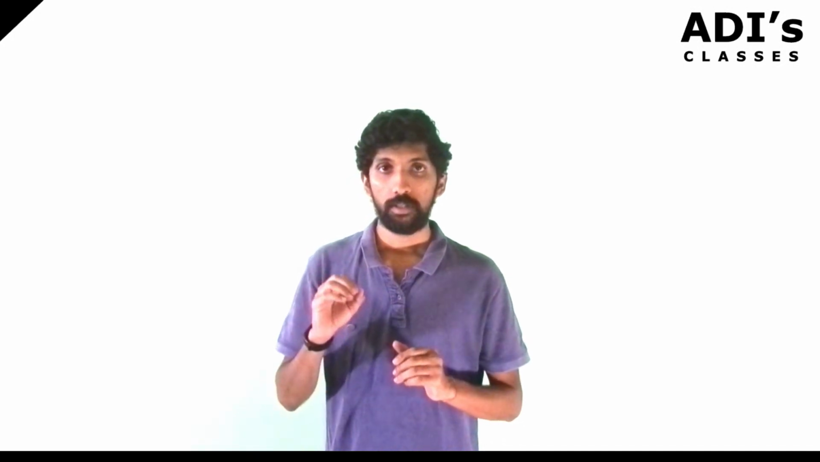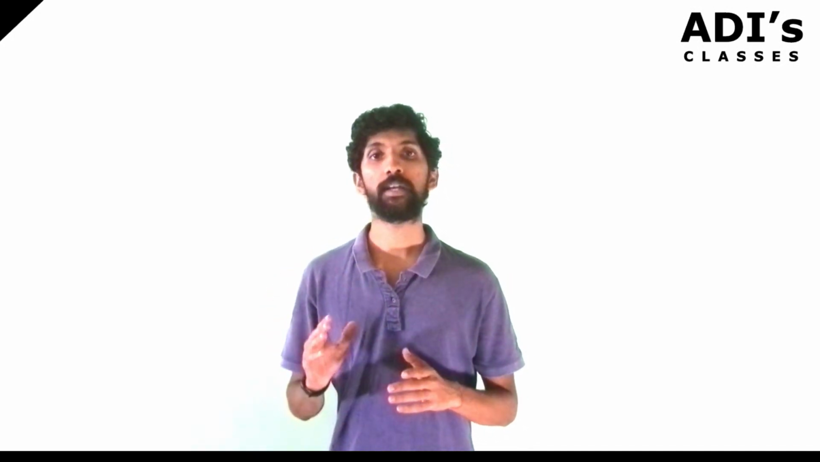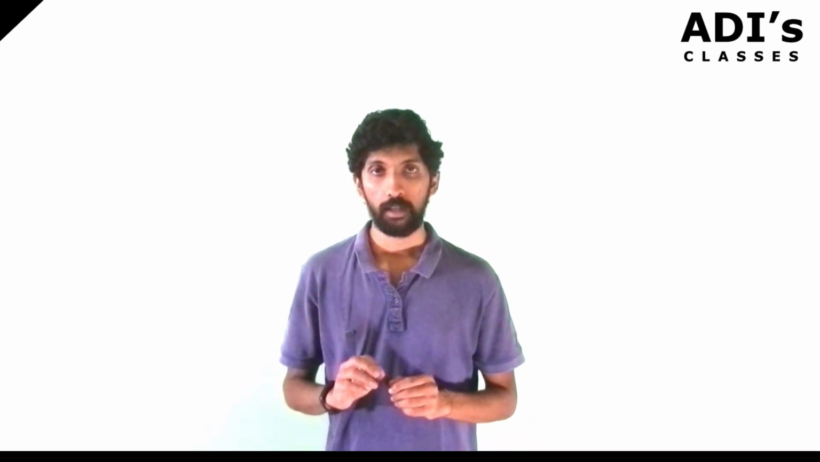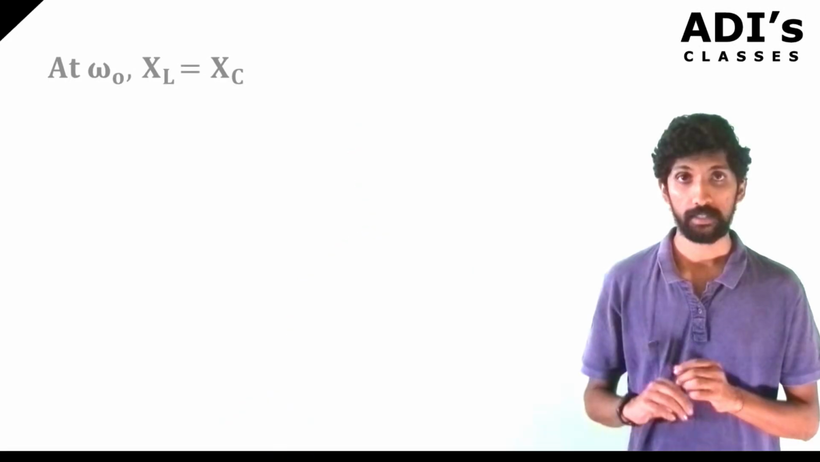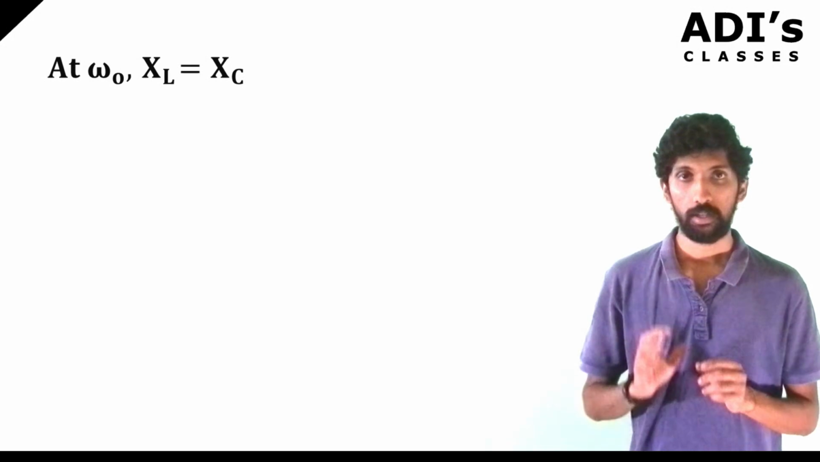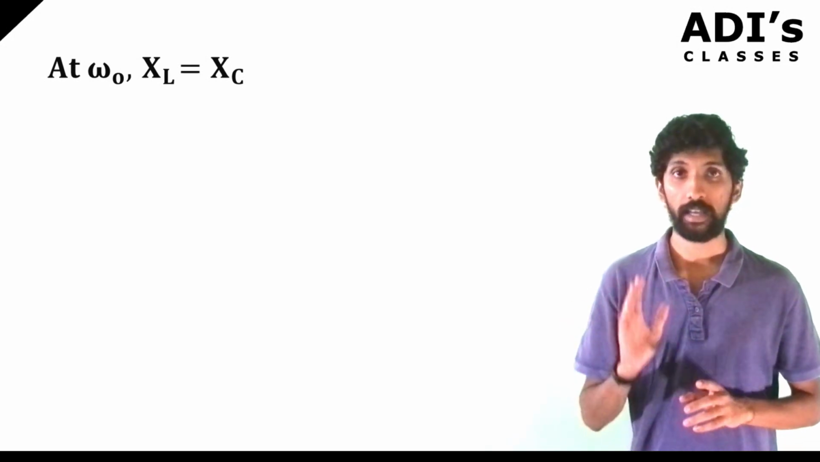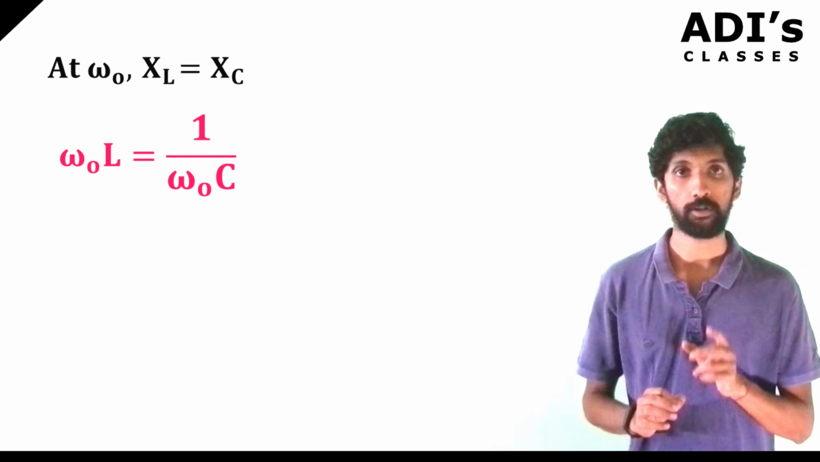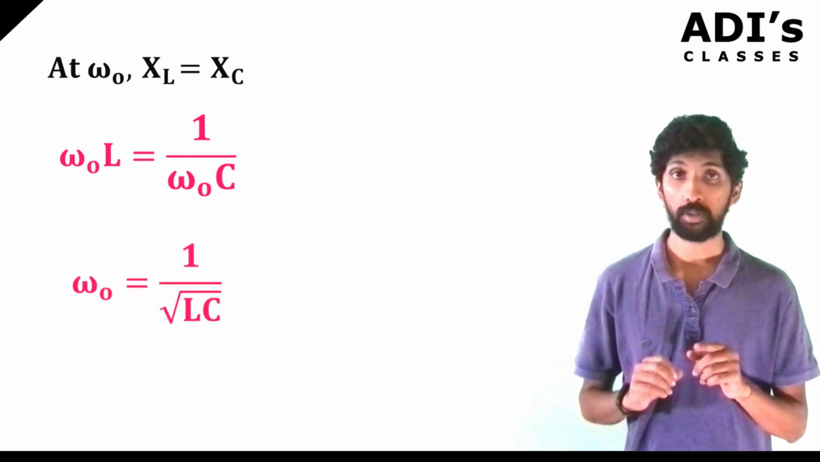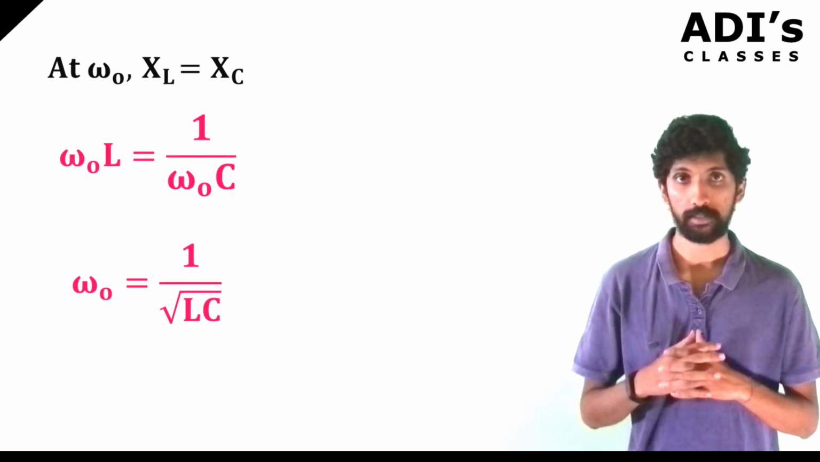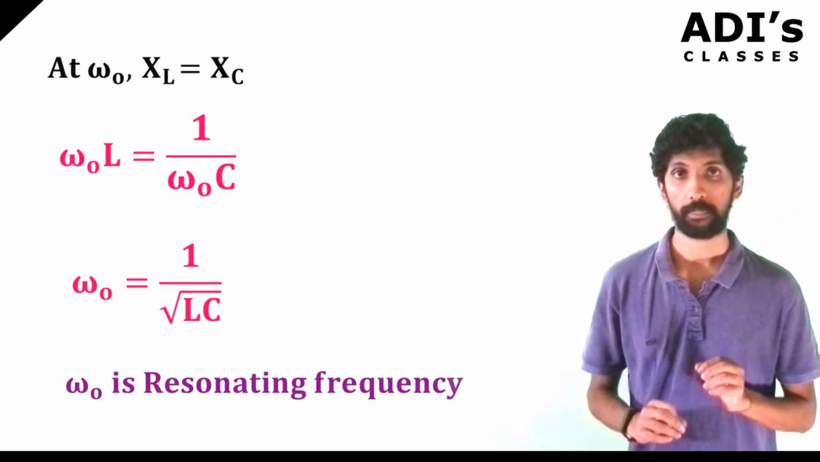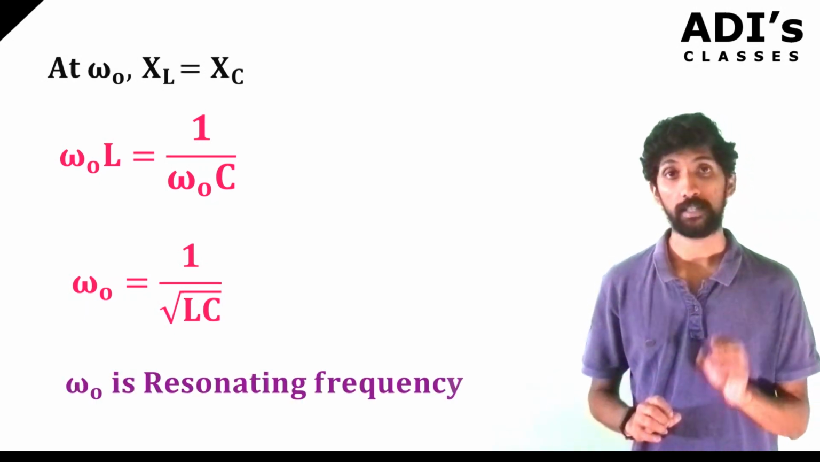Now see, depending on the frequency, the inductive reactance and capacitive reactance will change, correct? So let's say at a certain frequency, omega naught, we have XL equal to XC. So what we can say is omega naught L is equal to 1 by omega naught C. So we'll get omega naught equal to 1 by root of LC, because cross multiplying you will get this. Now this omega naught is what we call the resonating frequency, or this condition is called resonance.